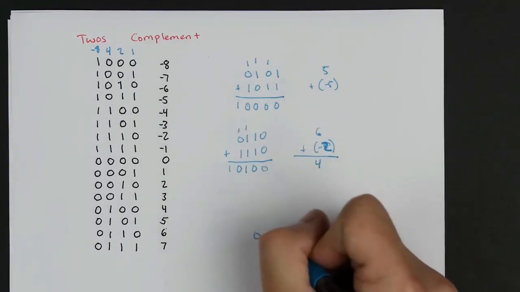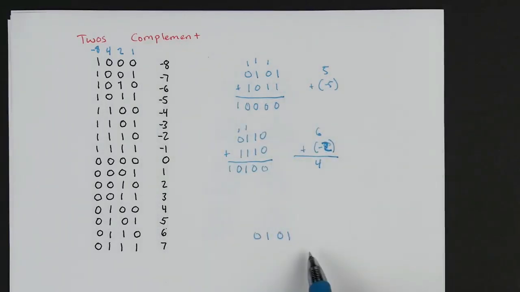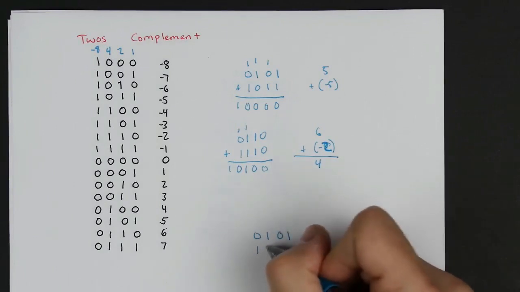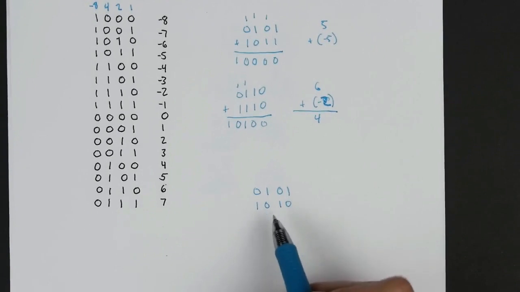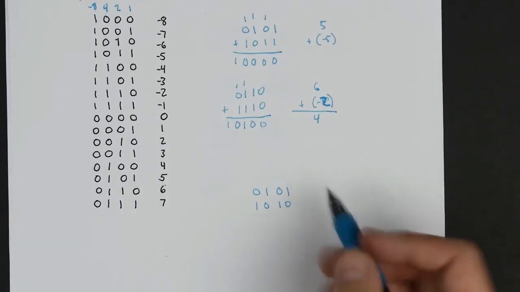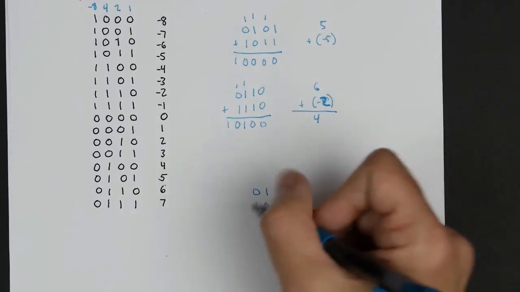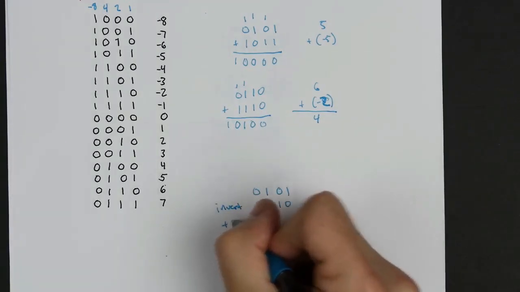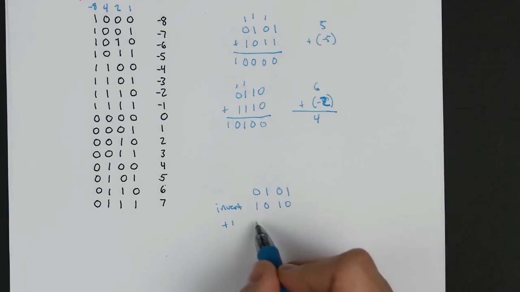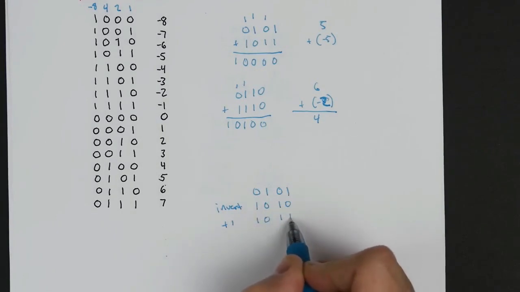So 5 is 0, 1, 0, 1. The first thing you have to do is take the 1's complement, 1, 0, 1, 0, so flip all the bits. So you're just inverting everything. That's easy enough. But then you have to add 1. So you invert and then add 1. So to add 1 to 1, 0, 1, 0 is just 1, 0, 1, 1.